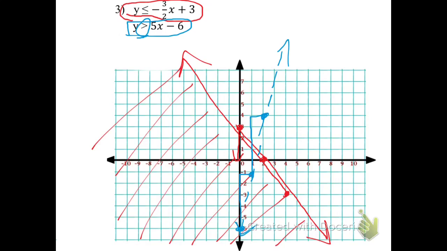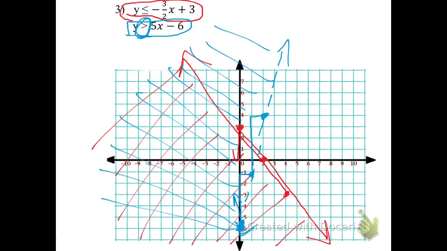And I need to also shade it. So if you go to your y-intercept and you look at greater than, because that's my inequality, it's up that way. So I need to shade this direction of the line. This side.